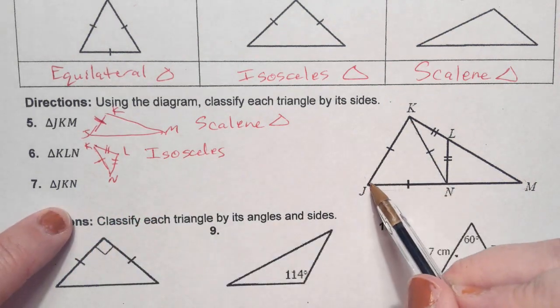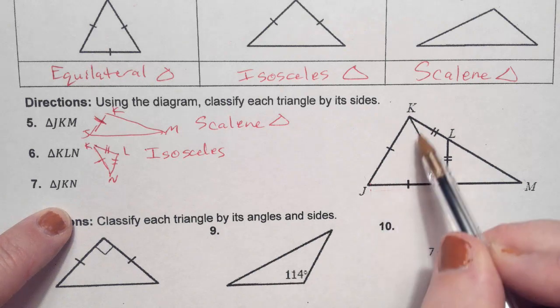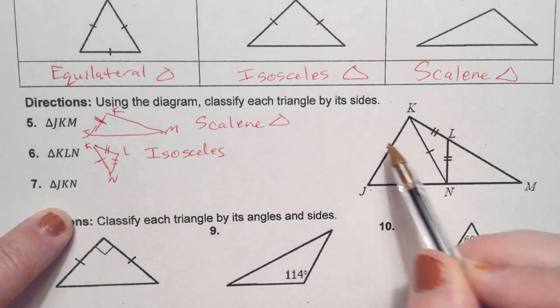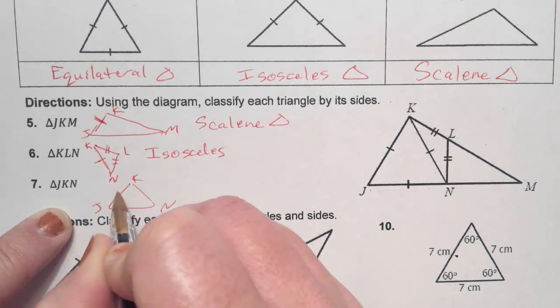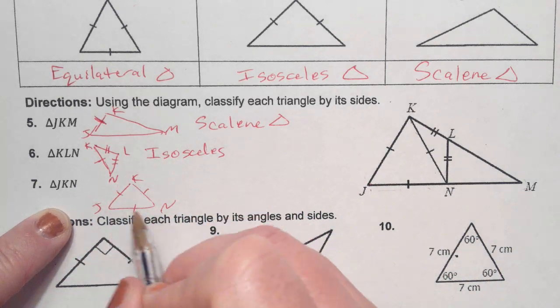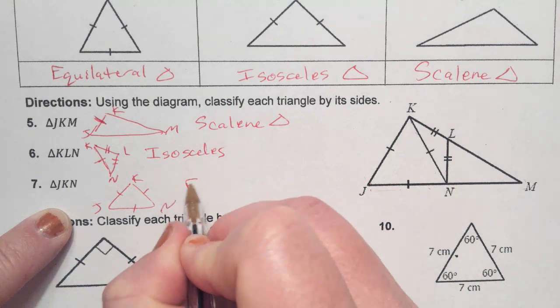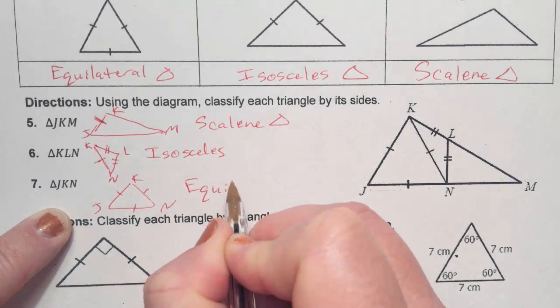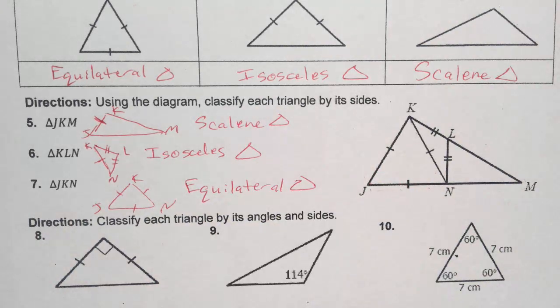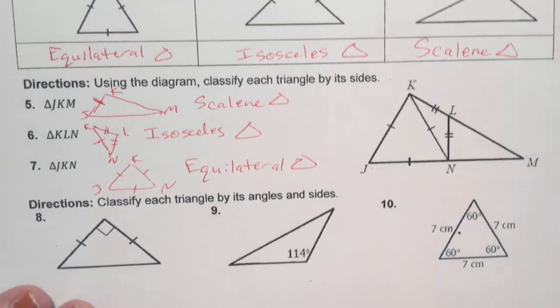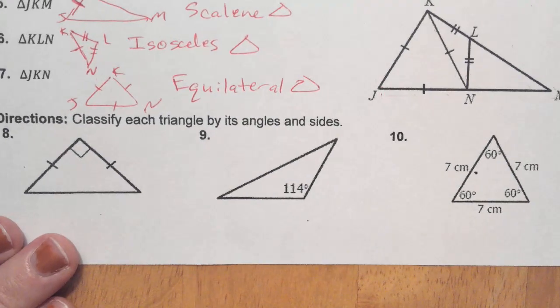And finally, J, K, N. So right here. J, K, N. Boom, boom, boom. So three sides were equal. So that's an equilateral triangle. All right, sweet. Okay, hopefully this is just starting to sink in, starting to make a little more sense here.